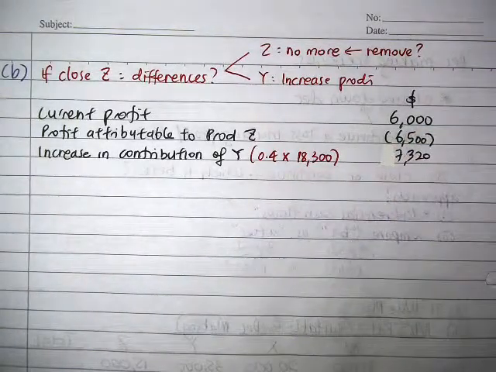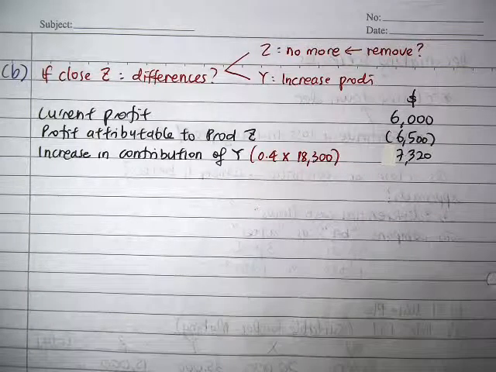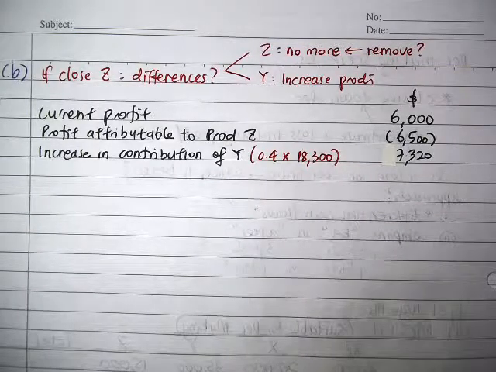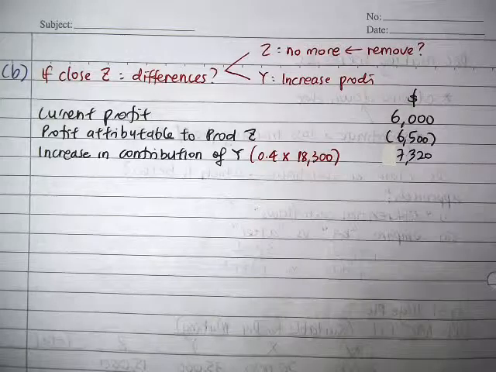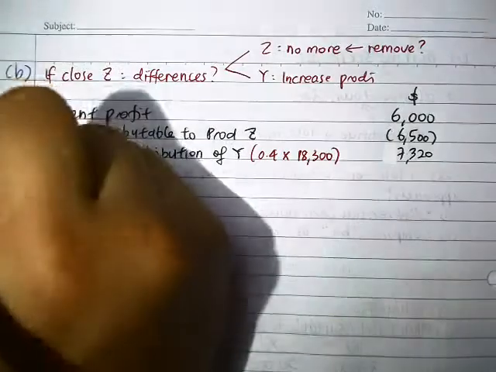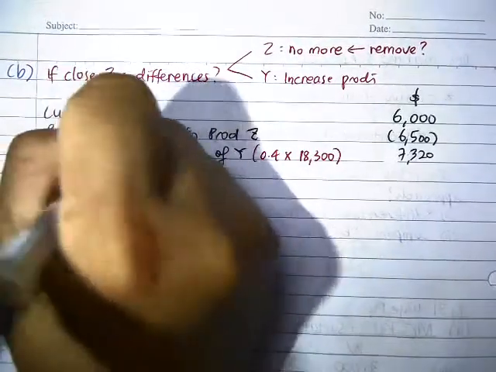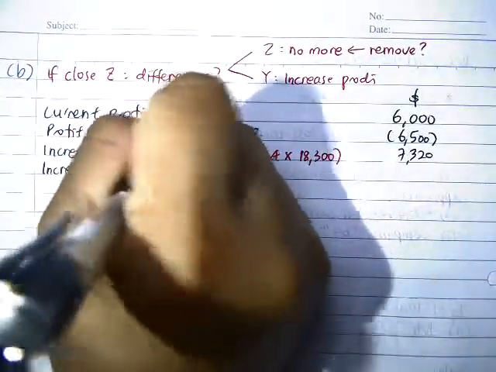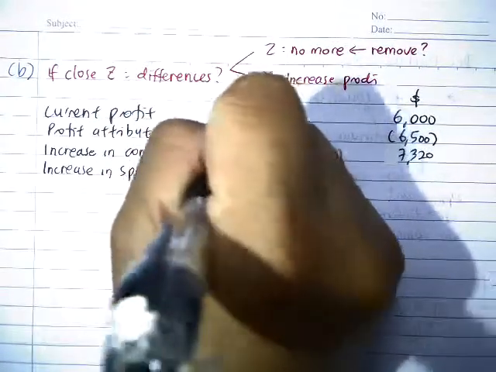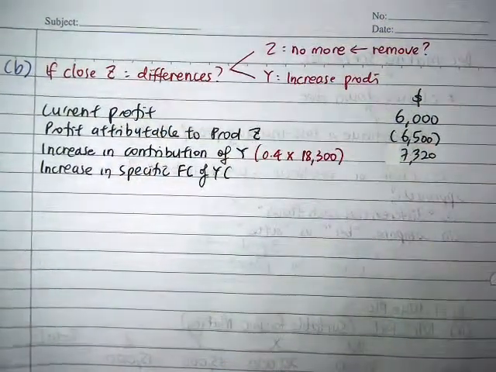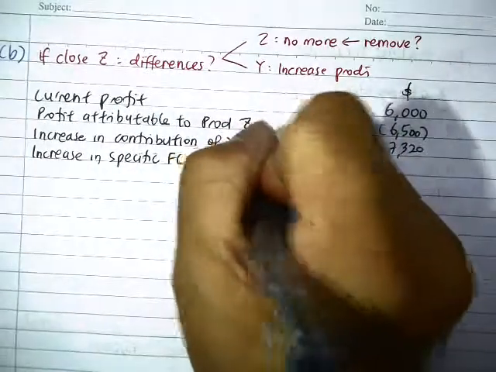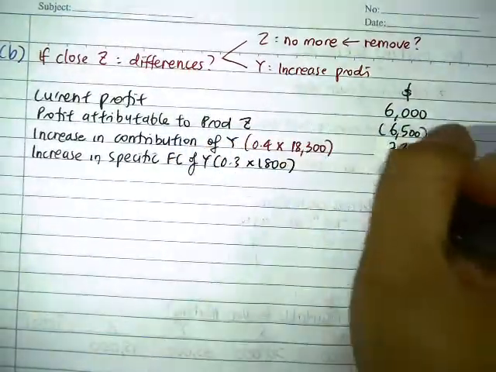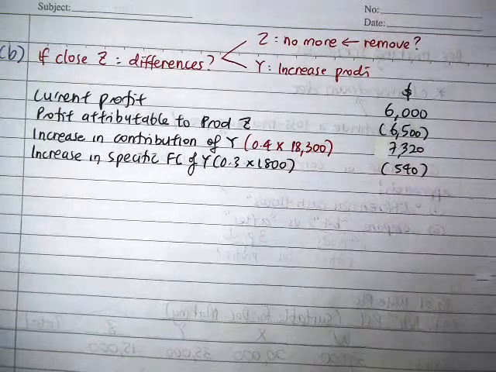7,320. But then the question also says that in the event your volume increases more than 25%, your specific fixed cost will also increase. So there will be an increase in the specific fixed cost of Y. Now, the specific fixed cost for Y, just now we know, is 1,008. So the 1,008 will increase by 30%. So it will be 540.